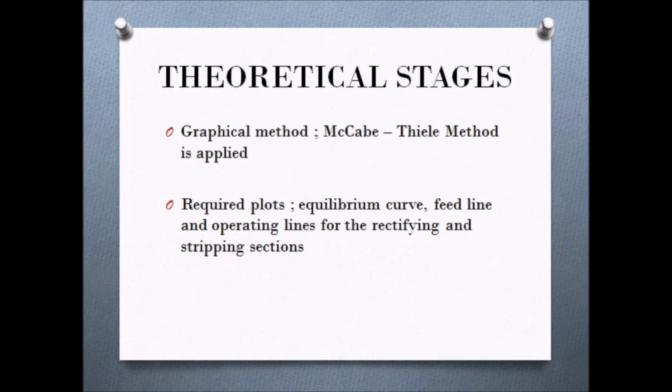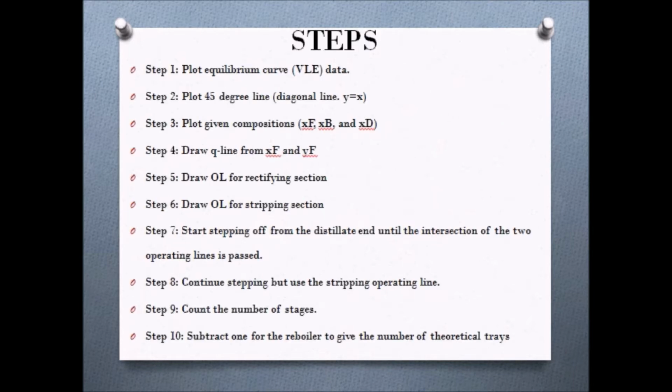Okay, here are the steps to calculate the stages. For the first one, we have to plot the equilibrium curve or given data, and then plot the 45-degree line, and also plot the given compositions of feed, bottom, and distillate. From XF and YF, we can draw the Q line, which is also known as the feed line. Next, we have to draw ROL and SOL.